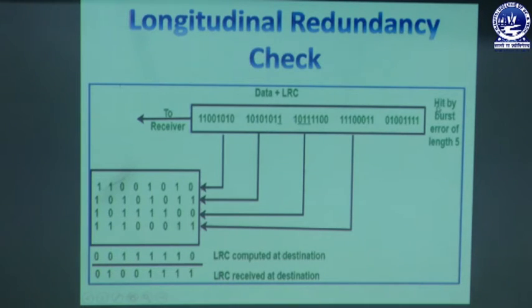That is why here you can see that the whole original data is hit by a burst error of length 5. That means, in this data we have a burst error of length 5. So here we will know that the data sent from the sender side is not equal to the data that has been received at the receiver side. So this is all about the example of longitudinal redundancy check.